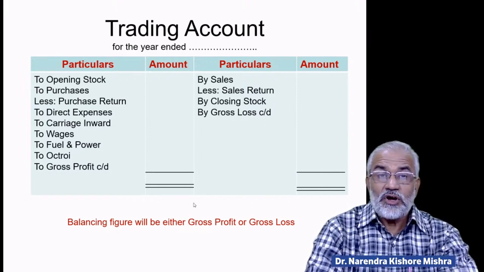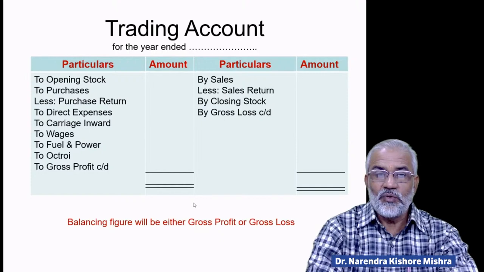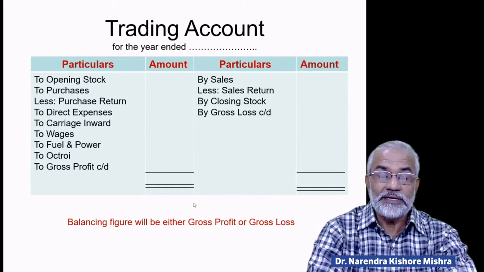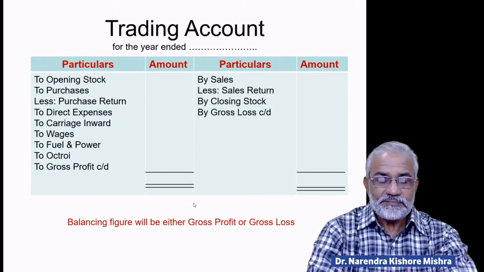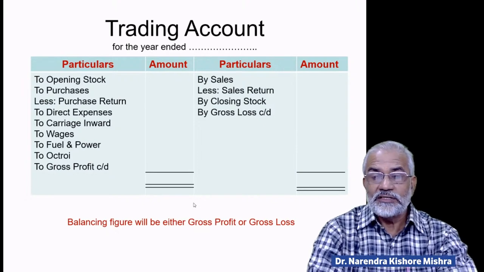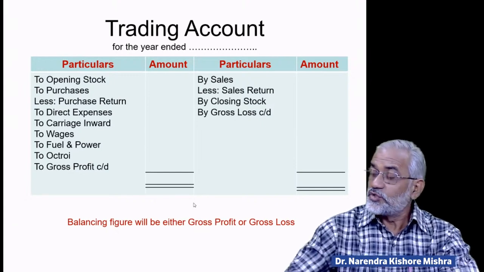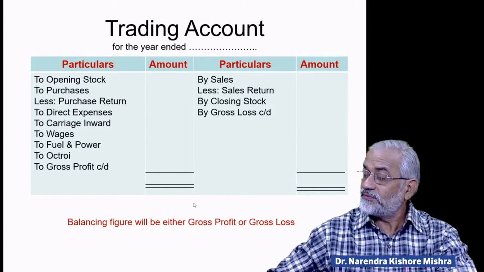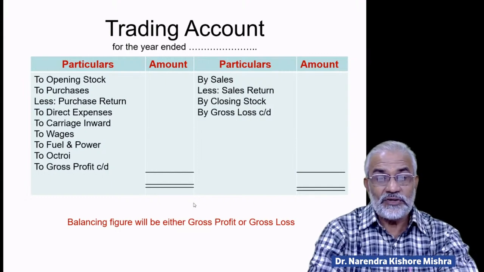If the sales plus closing stock is higher than the opening stock plus direct expenses plus purchases, then obviously the balancing figure in the trading account will appear on the debit side, and that balancing figure would be termed as the gross profit. If the reverse takes place, that means opening stock, purchases and direct expenses are more than the sales and closing stock, then automatically the balancing figure will appear on the credit side, and that would be the gross loss.